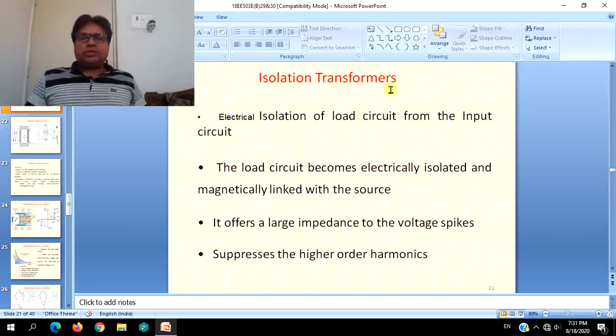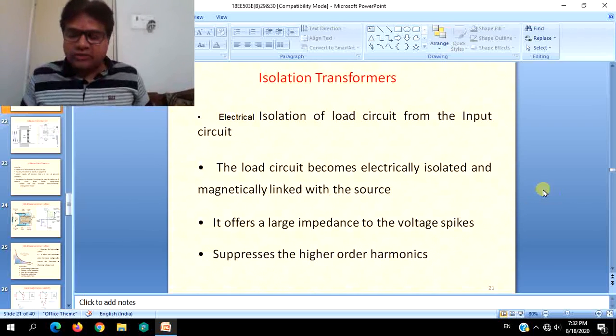So that is how an isolation transformer works. As it offers large impedance to the voltage spikes, the rise or dip in voltage or change in voltage will be opposed by the primary of the isolation transformer. Because of that, the effect of voltage spikes will not be felt at the load end. Not only that, the other hazards like getting shocks are also taken care of because of the electrical isolation between the source and the load. Not only voltage spikes, it also suppresses transients and higher order harmonics.